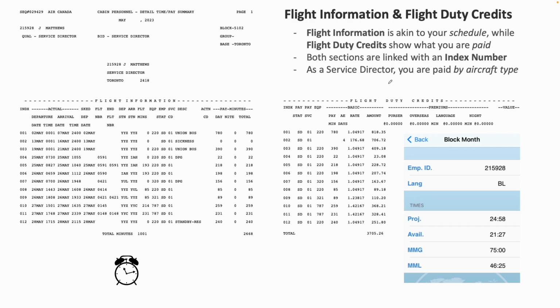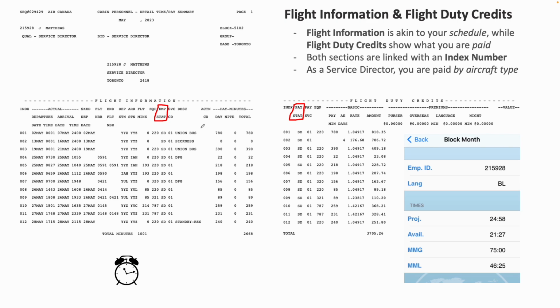I'd also like to draw your attention to a similar but not identical column that we see in flight duty credits. So here we see pay stat, and that is short for pay status. This is not quite the same as employee status. And we'll cover a little bit of why that is the case a little later on in this presentation.